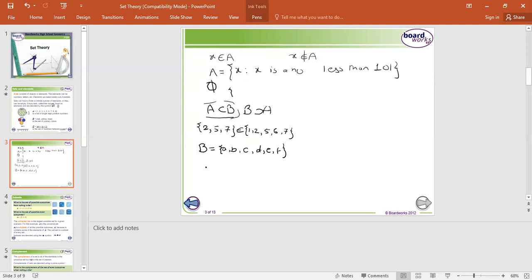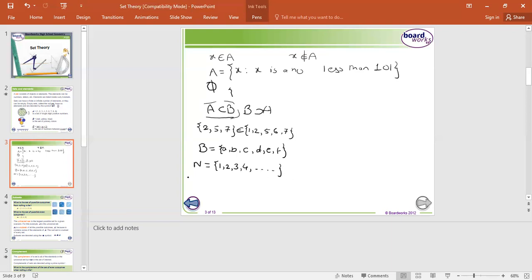Infinite set: set of all natural numbers. Suppose n is the natural number having numbers 1, 2, 3, 4, and so on. This will be called as infinite set.